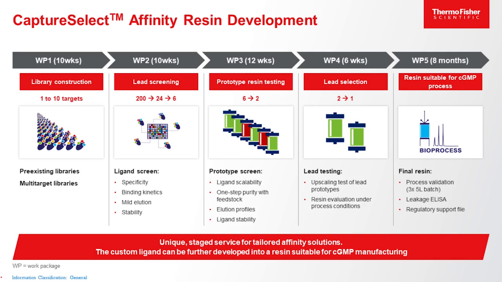We typically select 2 candidates and move on to the next work package, which compares the scale-up of both prototypes and also the performance of the resin under process conditions. We take all this data to select our lead binder, and then the final work package is the suitability of the resin for a GMP process. In order to have the final resin, we do the process validation, which is usually 3 times a 5-liter batch, and we also provide leakage ELISA and regulatory support files.